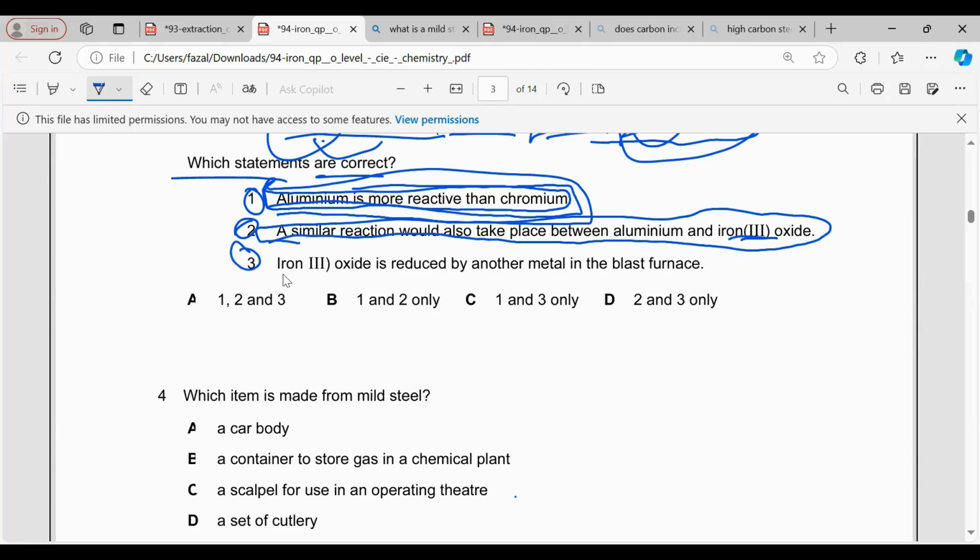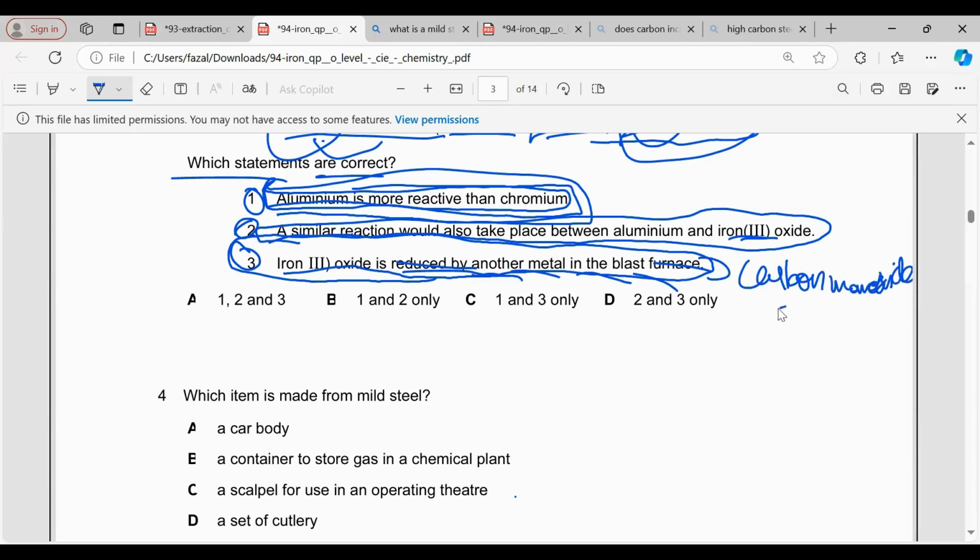Now, number three: iron(III) oxide is reduced by another metal in the blast furnace. No, this third point is not correct because iron(III) oxide is not reduced by another metal in the blast furnace, but it is reduced by carbon monoxide in the blast furnace. So 1 and 2 are correct. So B is the correct answer.